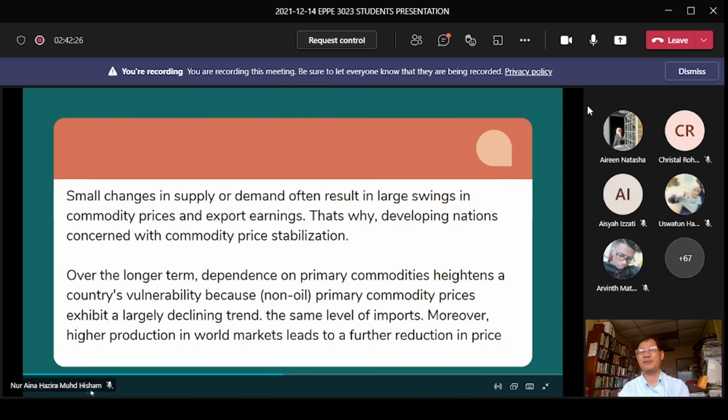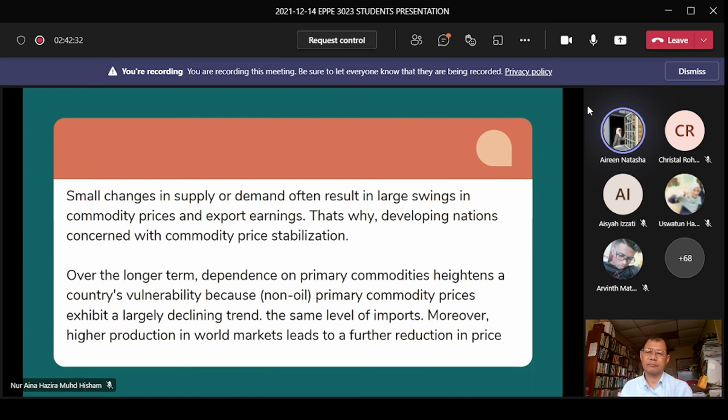That's a problem for developing countries. Over the longer term, dependence on primary commodities heightens a country's vulnerability because non-oil primary commodities' prices exhibit a largely declining trend. For the same level of import, moreover, higher production in world markets leads to a further reduction in price.